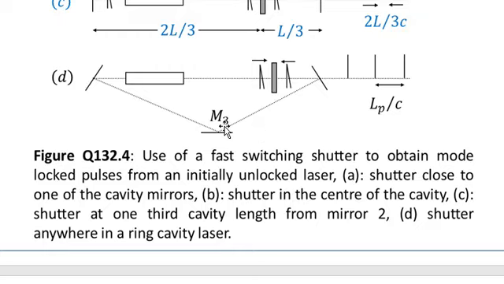That is, if you start from mirror 3, then this distance plus the distance up to mirror number 1, then from mirror 1 to mirror 3, this total distance is the perimeter, and this distance is LP divided by C. So the pulses will be coming out from this ring cavity separated in time by LP over C.